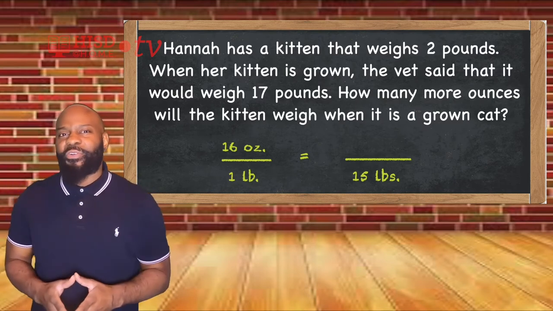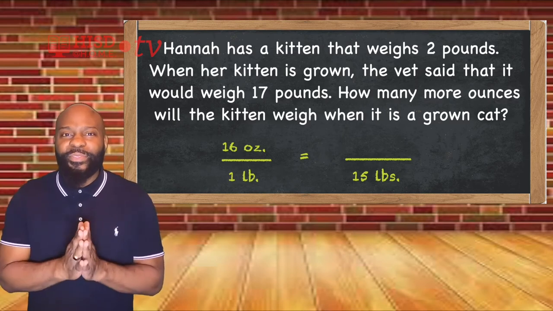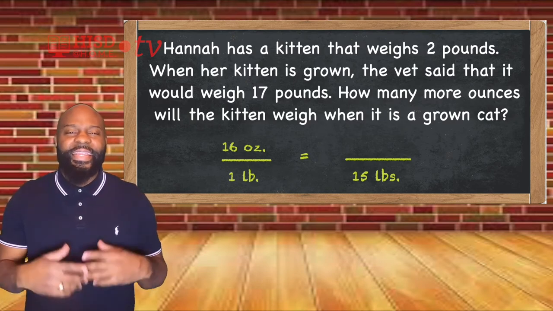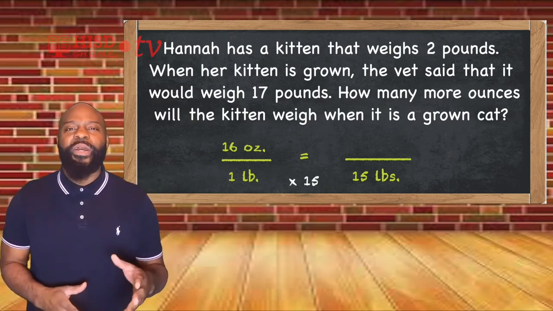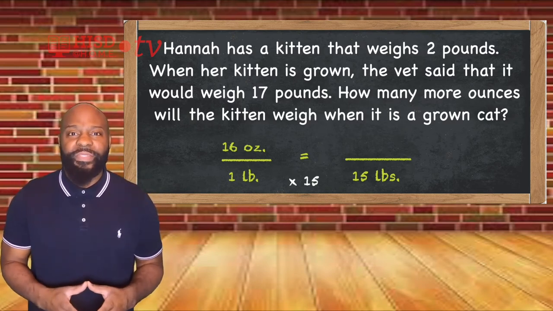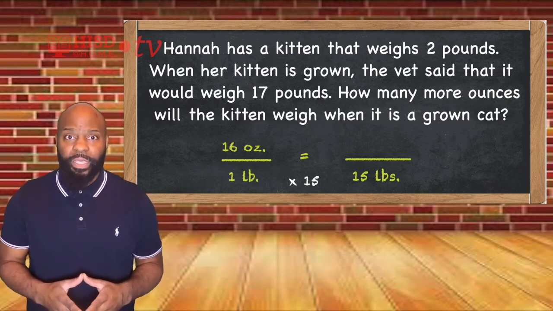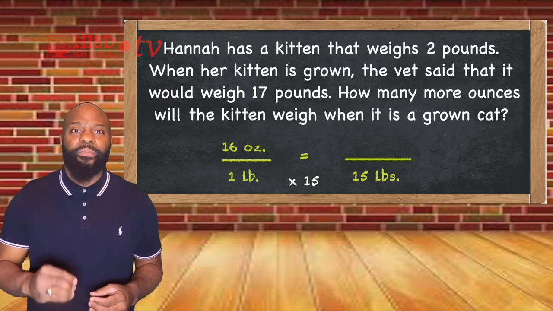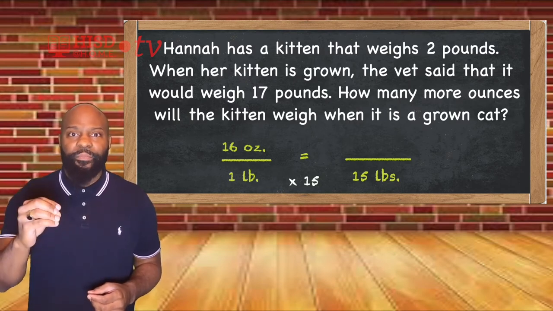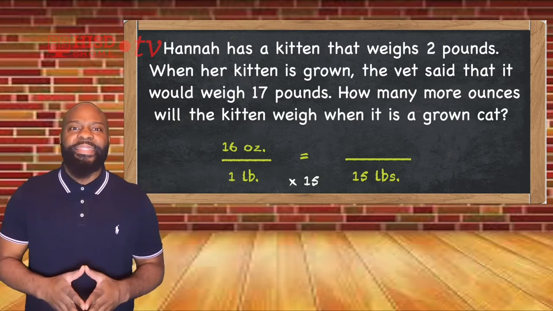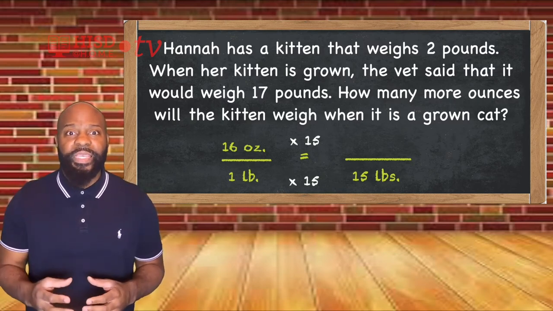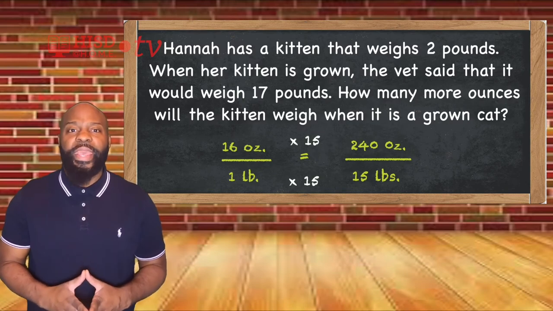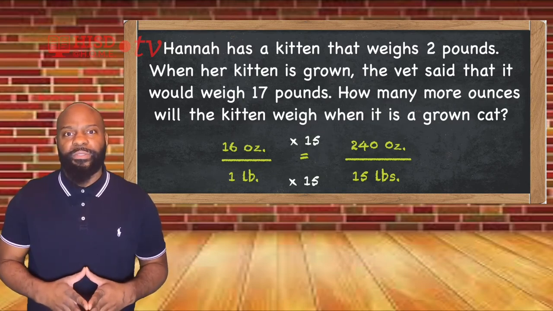So let me ask you a question. What times 1 gives you 15? You got it. Didn't even have to think about it. 1 times 15 gives me 15. All right. So remember what I said. What's good for the bottom is good for the top. So now I'm going to multiply 16 ounces times 15. And now I discovered that there are 240 ounces in 15 pounds.